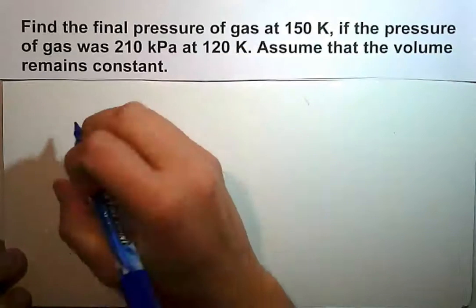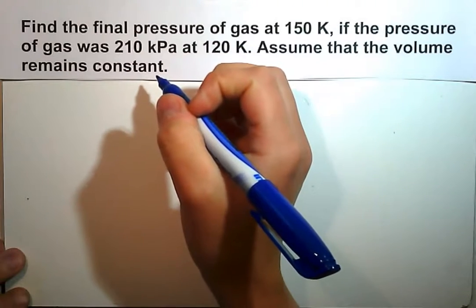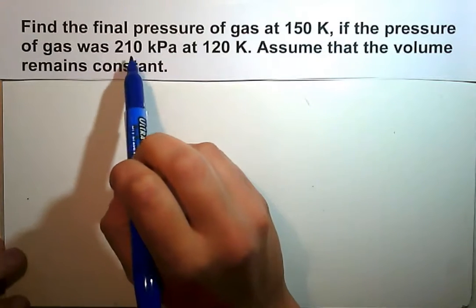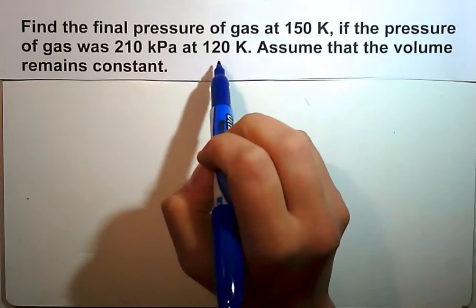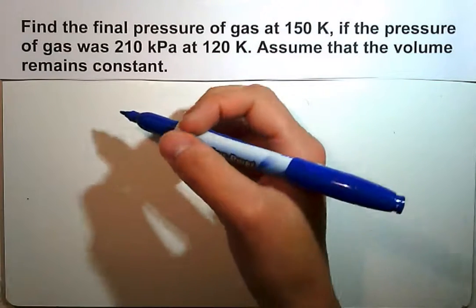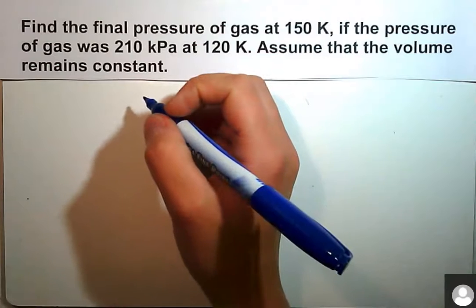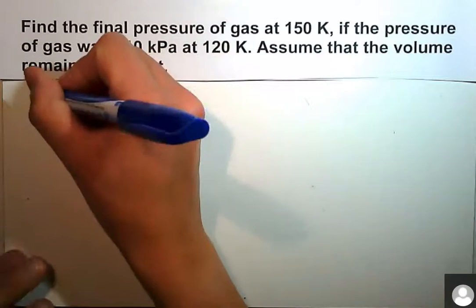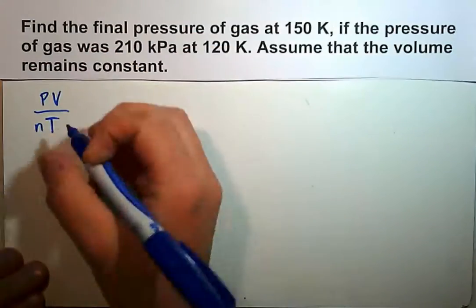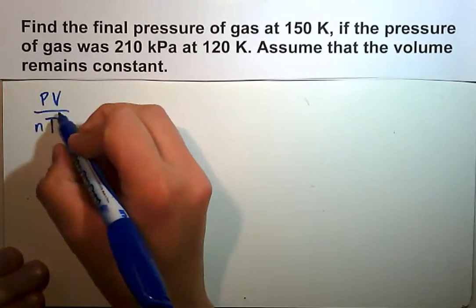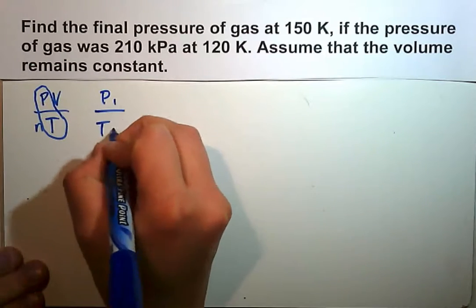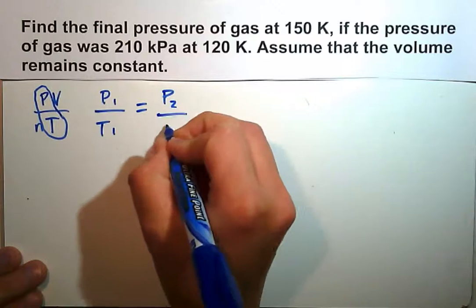So this problem says find the final pressure of a gas at 150 Kelvin if the pressure of the gas was 210 kilopascals at 120 Kelvin. And so, of course, this problem will use Gay-Lussac's law. Gay-Lussac's law relates pressure to temperature. So P1 over T1 is going to equal P2 over T2.